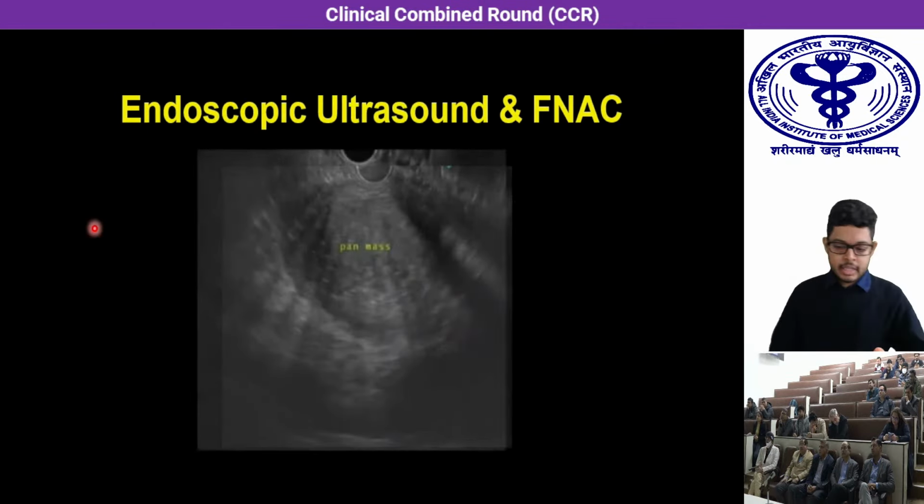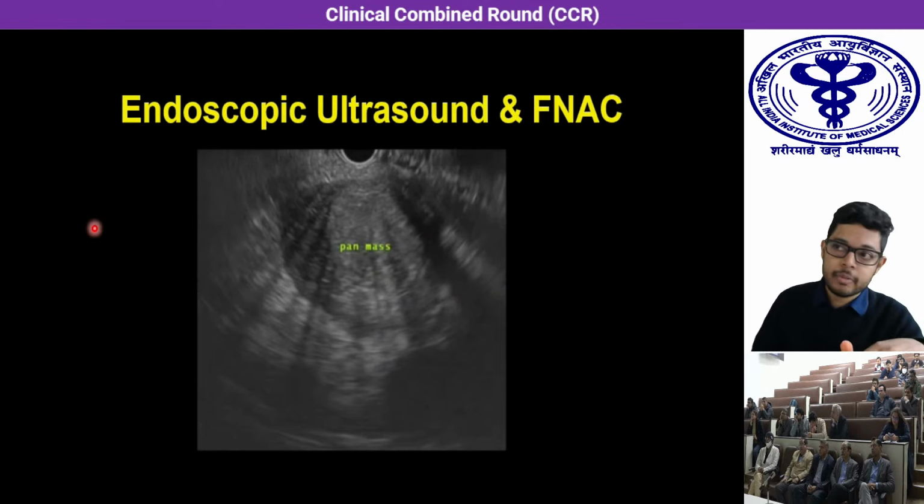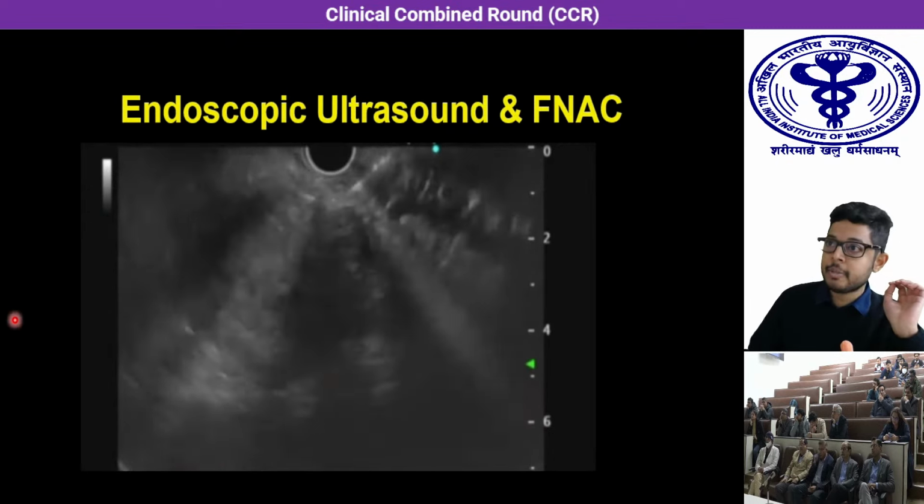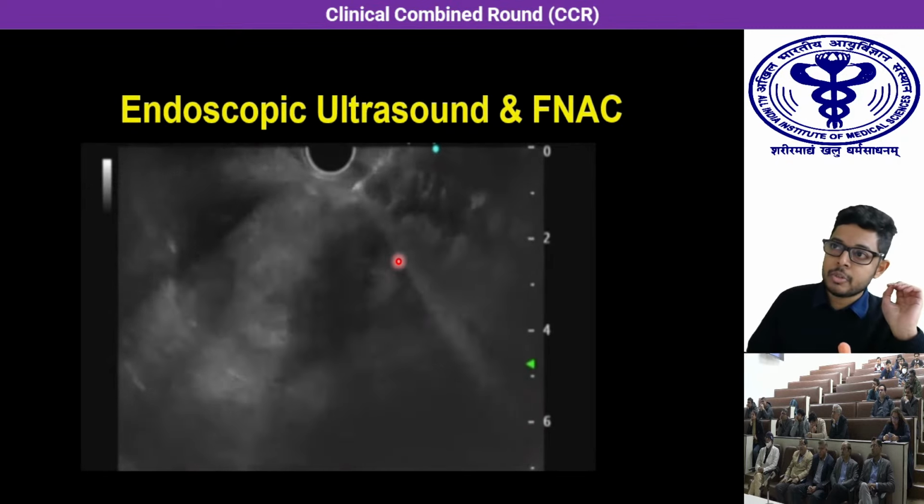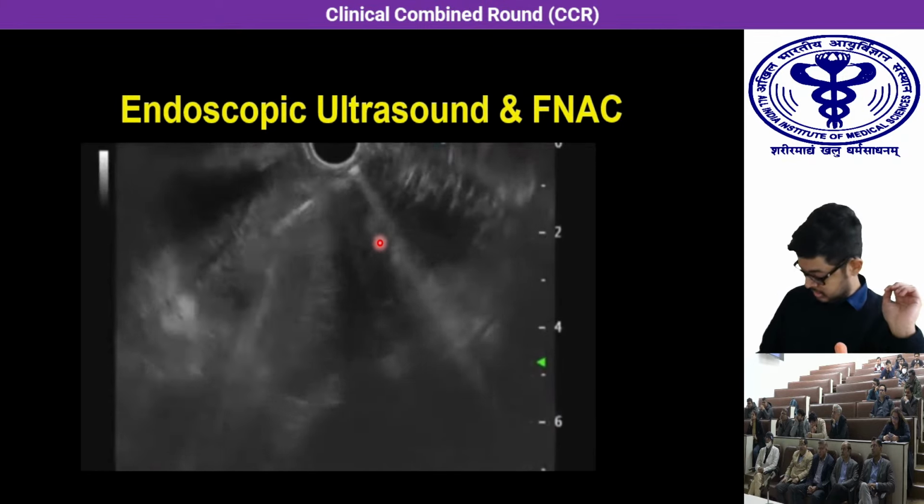The patient next underwent an endoscopic ultrasound and biopsy from the head of the lesion. This is the pancreatic mass. The echoendoscope has been passed and multiple passes are made using the fine needle into the pancreatic mass.